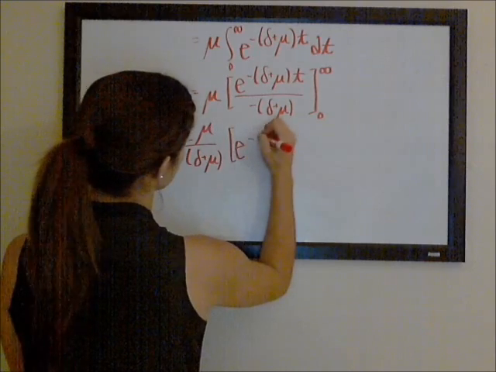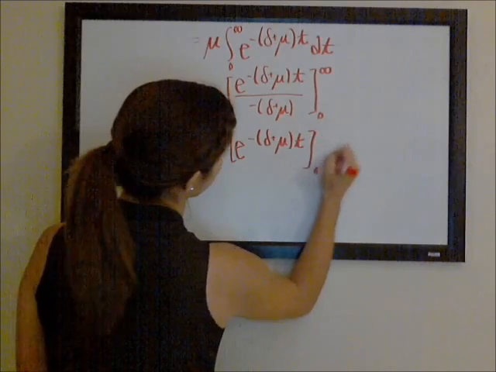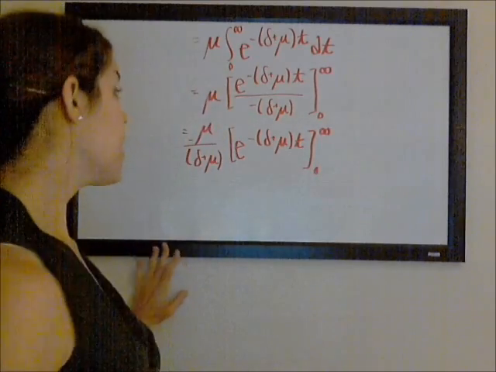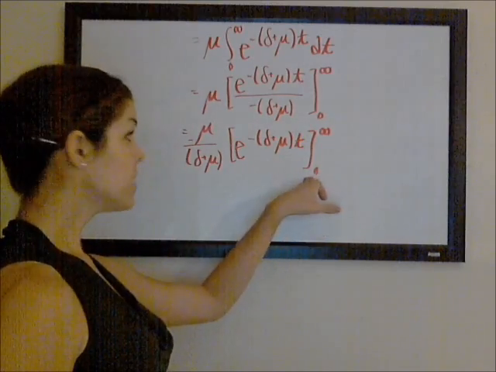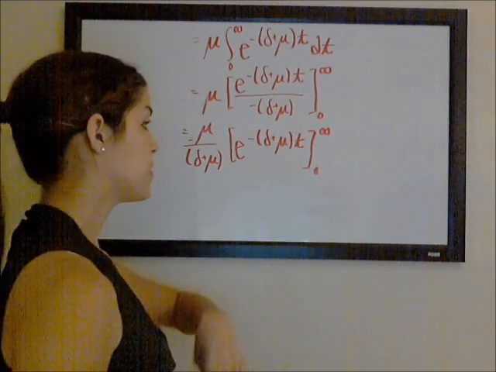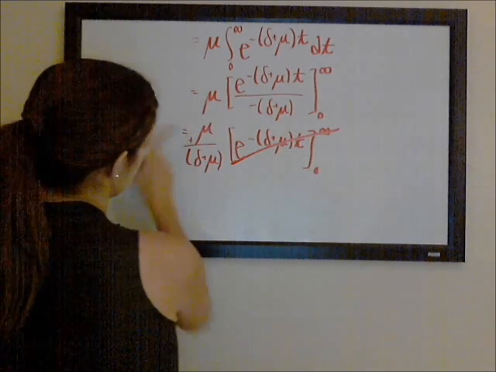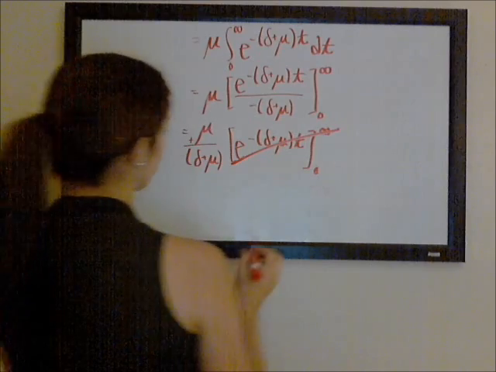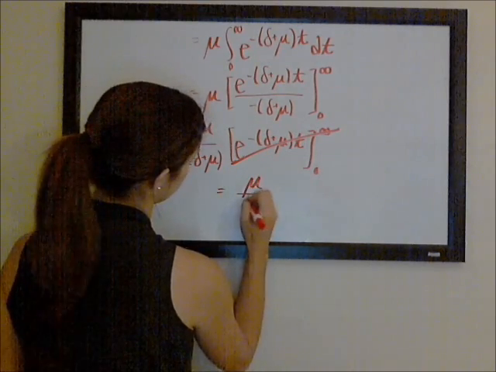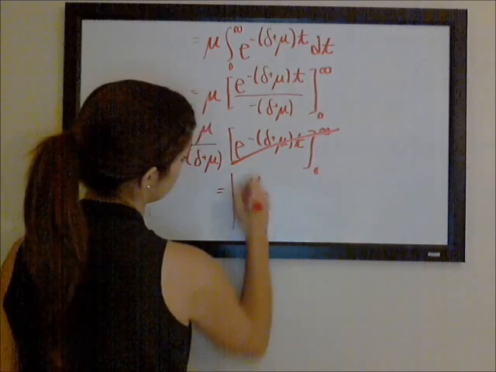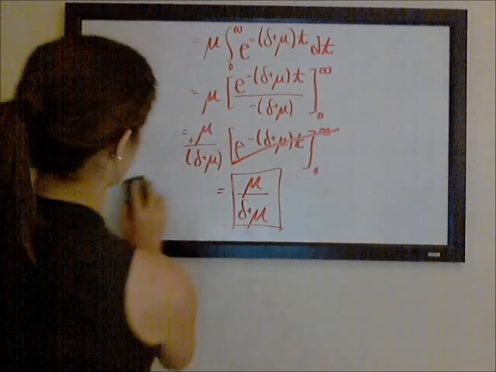And then we have e to the negative (delta plus mu) t evaluated from 0 to infinity. Well, e to the negative infinity is 0, and e to the 0 is 1. So we have 0 minus 1, which is negative 1. That's going to cancel our negative over here on the left, and we are left with mu over delta plus mu. Okay, let's do another one.